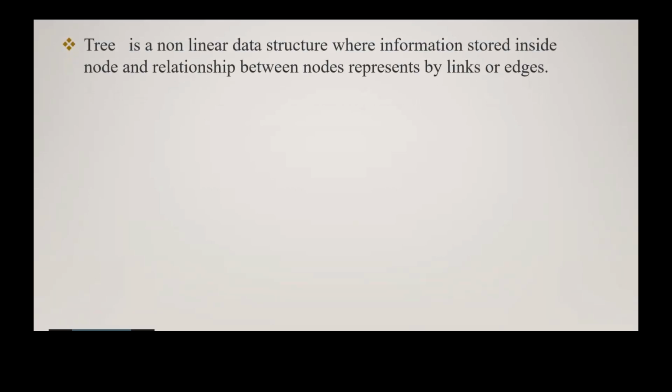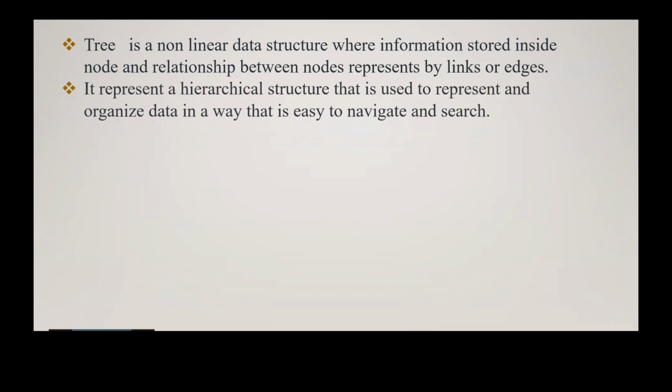A tree is a non-linear data structure where the information is stored in a node and the relationship between the nodes is represented by links or edges. In any category of data structure, our main objective is to store the data. Here in the tree data structure, data is stored in the form of a node, and the relationship between the nodes is represented by links or edges. We can say the association between the nodes is represented by links or edges.